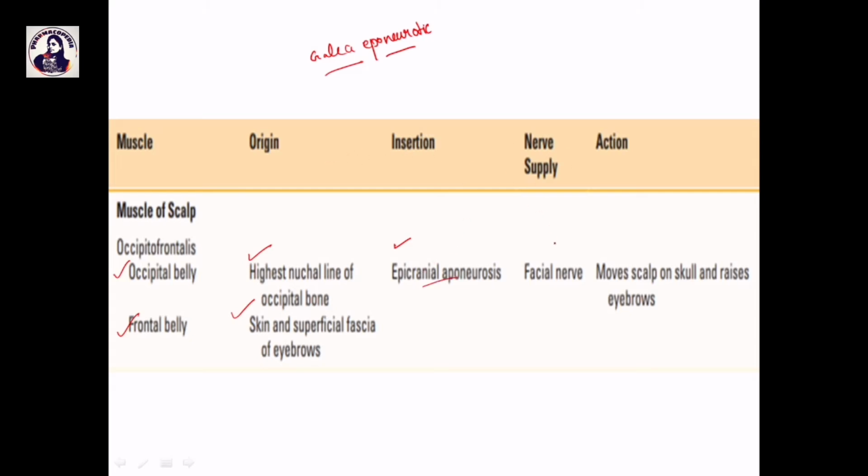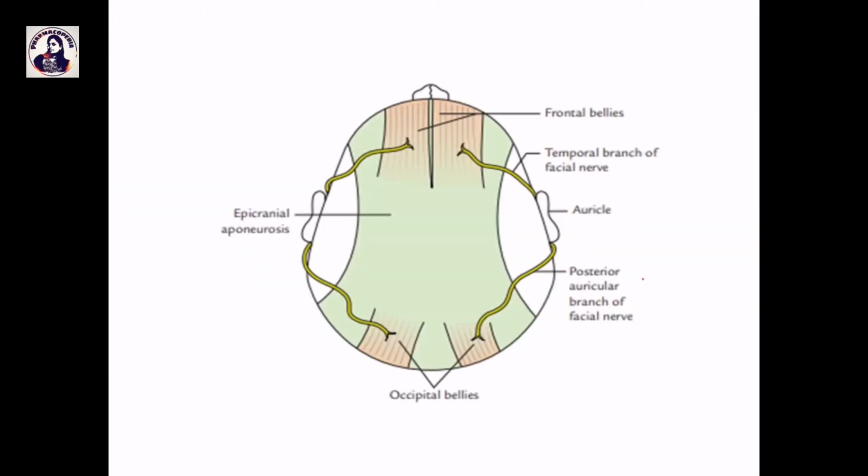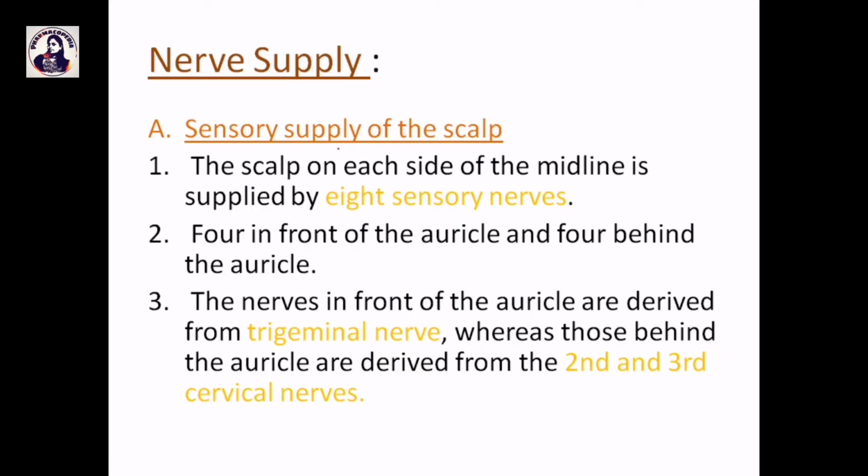Nerve supply. So this occipitofrontalis muscle is supplied by the facial nerve, which is the seventh cranial nerve, and the action is that it moves the scalp over the skull, and also it helps in raising the eyebrows. So you can see here, this is the occipitofrontalis muscle having the two frontal bellies and the two occipital bellies and the aponeurosis between them. Now coming to the nerve supply. So nerve supply contains the sensory supply.